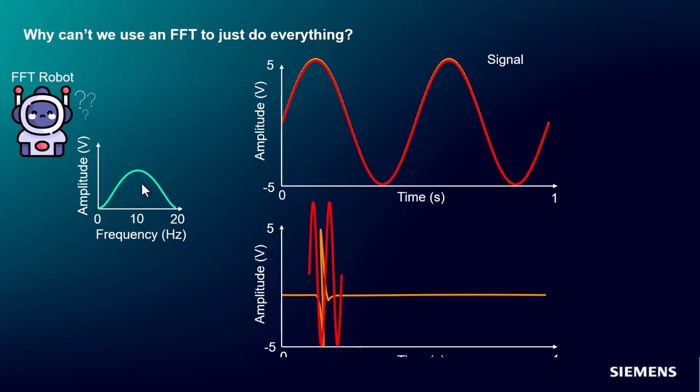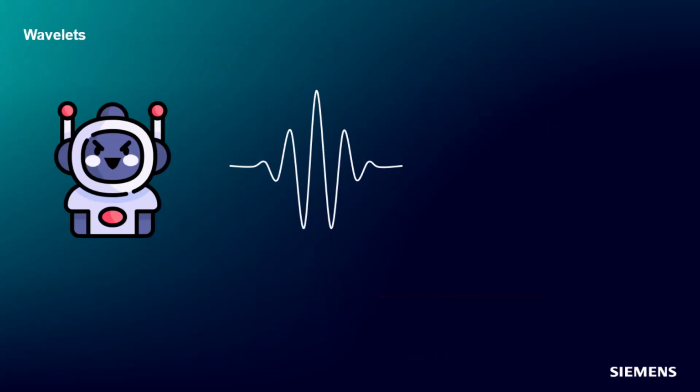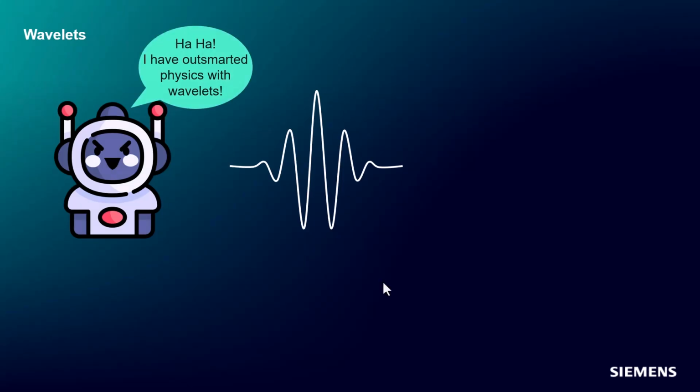So instead of a sharp peak at 10 hertz, where we're certain that this wave was going to go on for a certain amount of time, so we could say for sure that it was 10 hertz, we get kind of a dipped, smeared peak, because our confidence went down in where that frequency was. Now, there is something special we can do. Our robot FFT algorithm has found out we can use something called wavelets. He thinks he's outsmarted physics with wavelets.